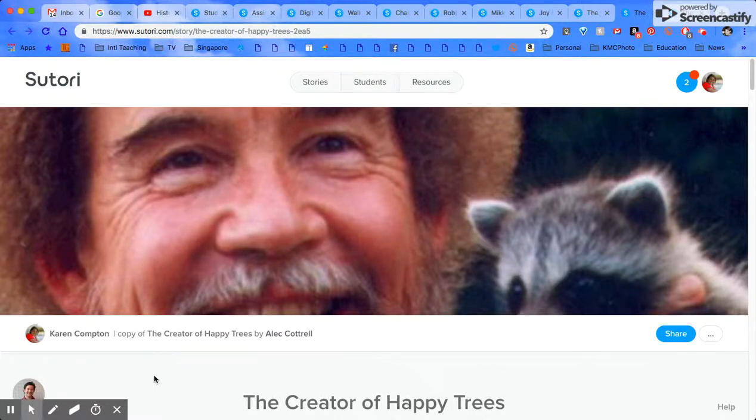I feel like there's still many more directions you can go in an English classroom with exploring authors, genres, literary devices, and I look forward to trying those out.